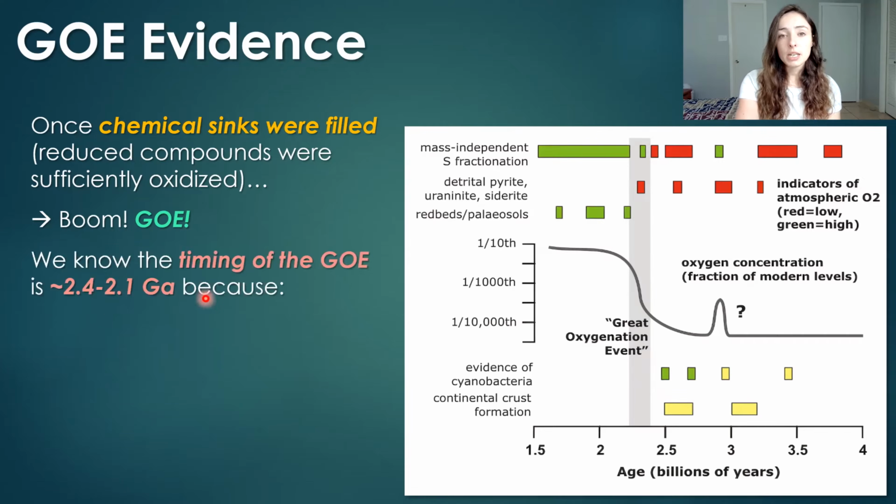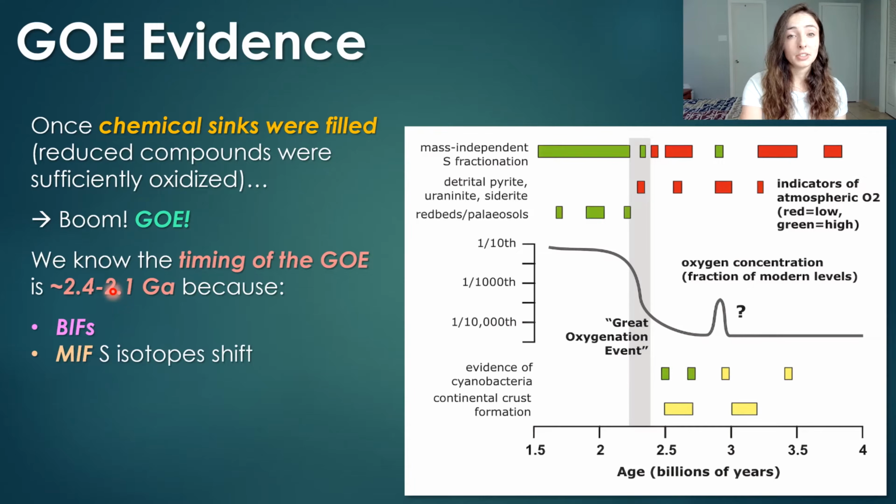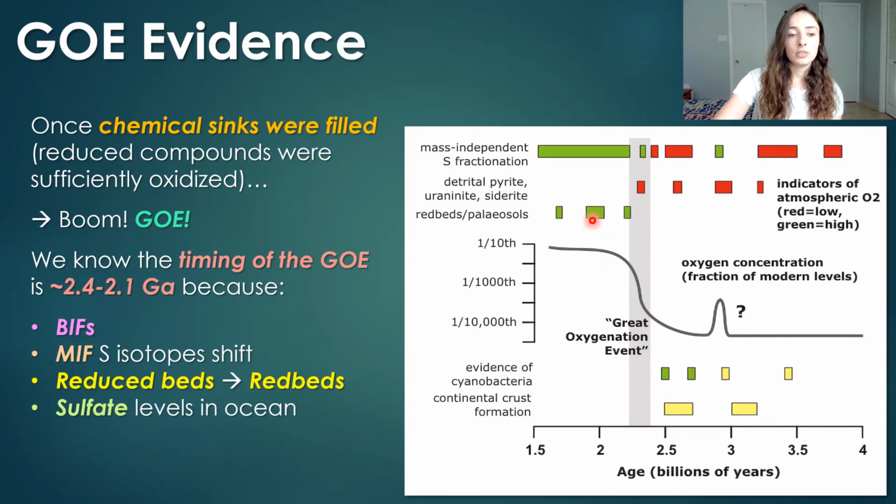And we know the timing of this GOE, or Great Oxidation Event, is around 2.4 to 2.1 billion years ago because of BIFs, or banded iron formations, the MIF signal of sulfur isotopes, which is a shift in sulfur isotopes that indicate the oxidation of the atmosphere, reduced beds before the event and red beds after the event, or basically detrital pyrite type things before the event, which couldn't have happened after oxidation of the atmosphere, and then red beds or oxidized beds after the event.